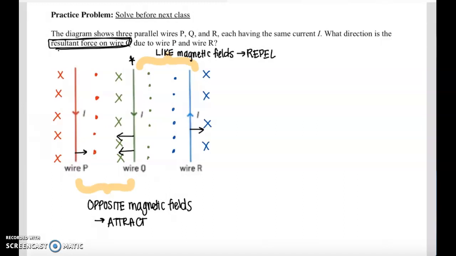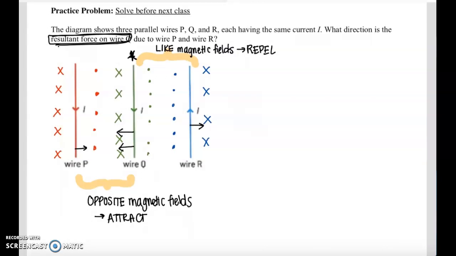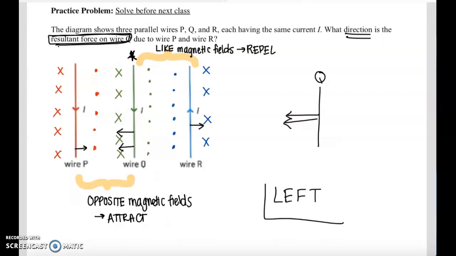So I'm going to zoom in just to wire Q in the middle. And I'm noticing that wire Q has a force to the left and another force to the left. One attracting it over to P and one repelling it from R. Those forces in magnitude would add together, but this question is only asking for the direction, so we know the resultant force must be to the left.